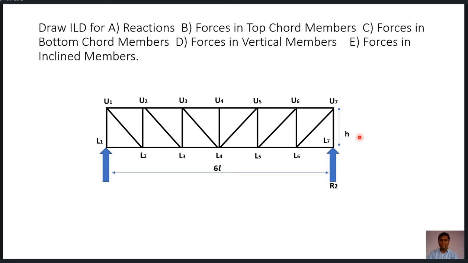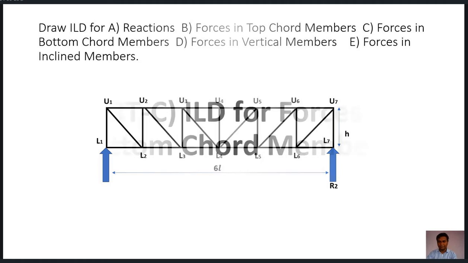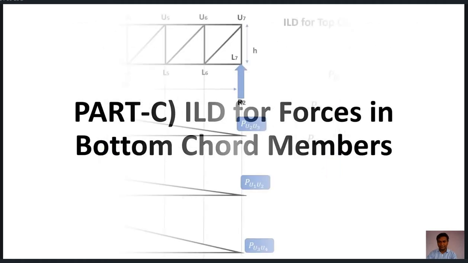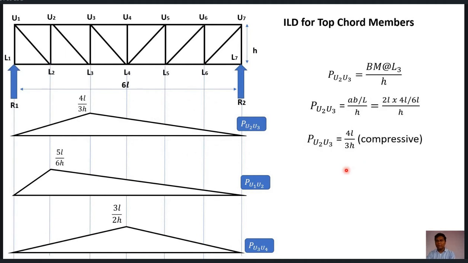chord members. Now here in this given Pratt truss, we can see member L1 L2, member L2 L3, L3 L4, L4 L5, L5 L6 and L6 L7. These are the bottom chord members of this given truss. Now before drawing the influence line diagram for forces in bottom chord members, first let us revise how to draw the influence line diagram for top chord members.